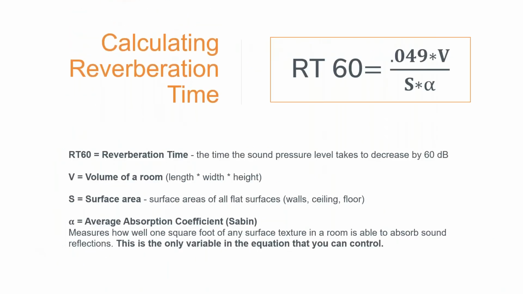Okay, scary formula, don't worry about it. We will just touch on this. So this is how you figure out reverberation time. We actually use RT60 reverberation time, which is essentially how long it takes for sound pressure or the sound waves to decrease by 60 decibels. We do that by 0.49, which is static. That doesn't change.